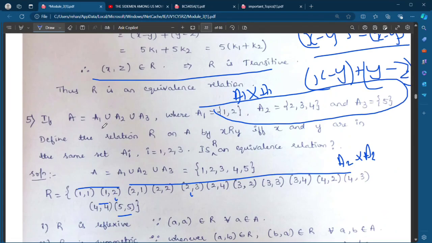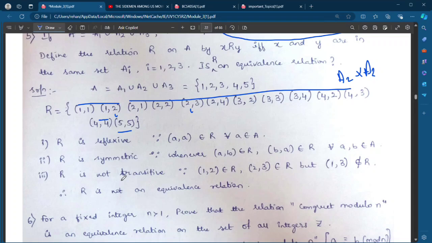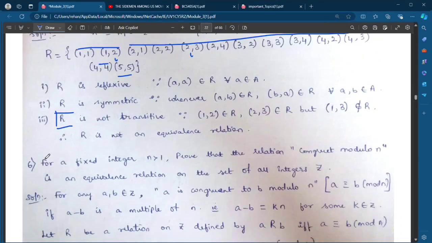Done. Sometimes they might just ask you to prove it is an equivalence. I feel if the paper is hard, they'll usually give one that is not an equivalence. It won't be transitive, because this transitive part itself is the trickiest part to find out. But if the paper is easy, then this should be easy.